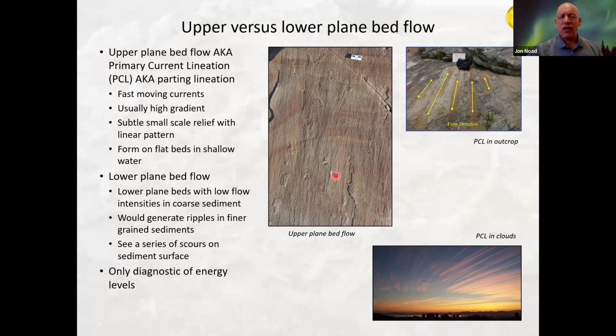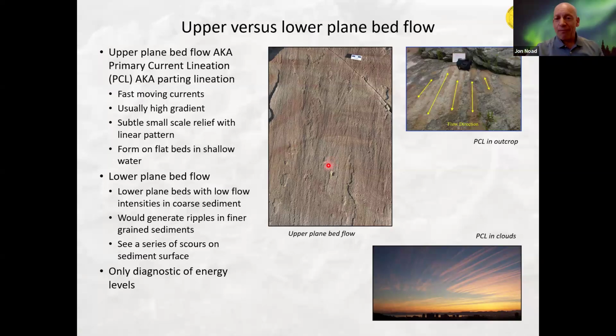But I have to say that, reading through the literature about these upper plane bed flows or primary current lineations, they're still relatively poorly understood. So what we do is you can see these streaks here, which will be showing the flow either up towards the top of the page or down towards the bottom.